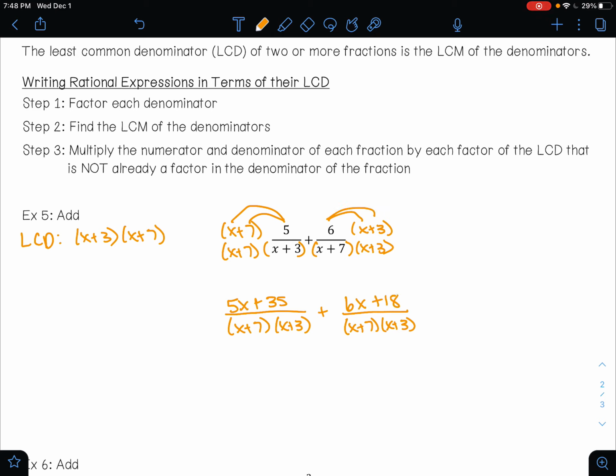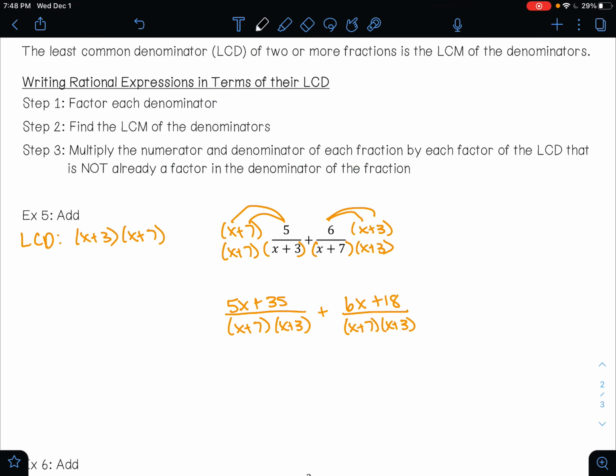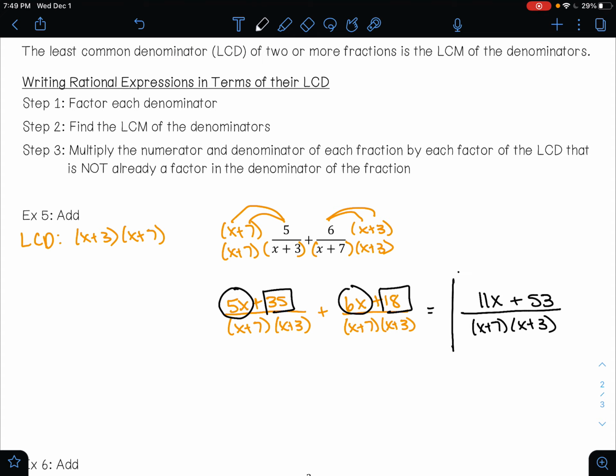Now that I have a common denominator, I can add my numerators. So my common denominator is x plus 7 times x plus 3. In my numerator, I'm going to combine like terms. 5x plus 6x is 11x. 35 plus 18 is 53. There is nothing else that I can simplify here. This is my answer.